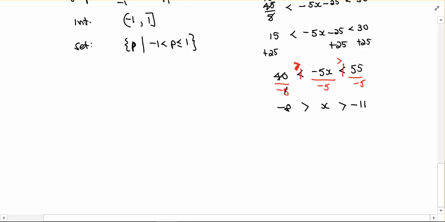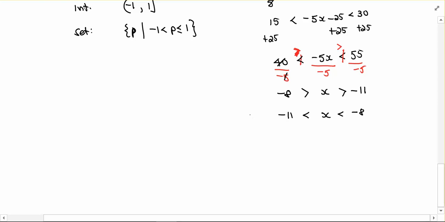So again, if you don't like the way this inequality is written, you can always change it around, making sure the pointy end is pointing to the same stuff consistently. So in other words, this is the same as saying minus 11 is less than x. Notice the pointy end is at the 11, the open end is at the x, and then the pointy end is at the x, and the open end is at the minus 8. So this is your answer right there.